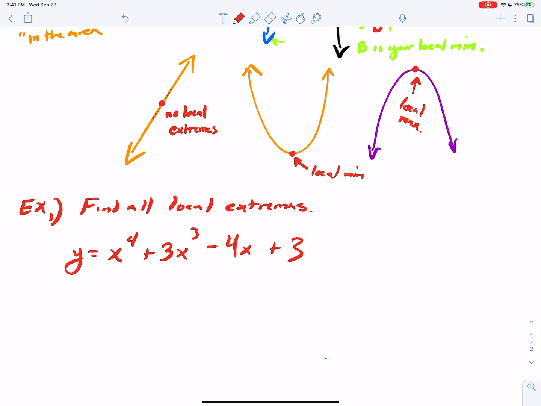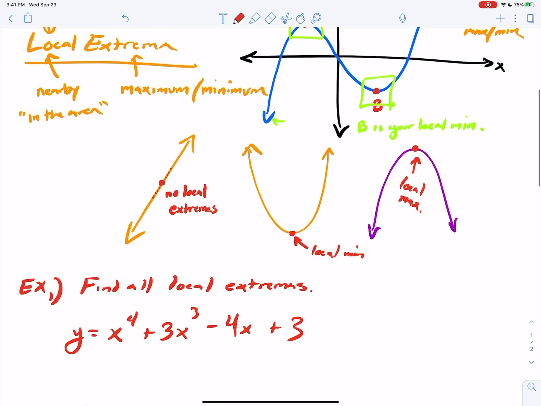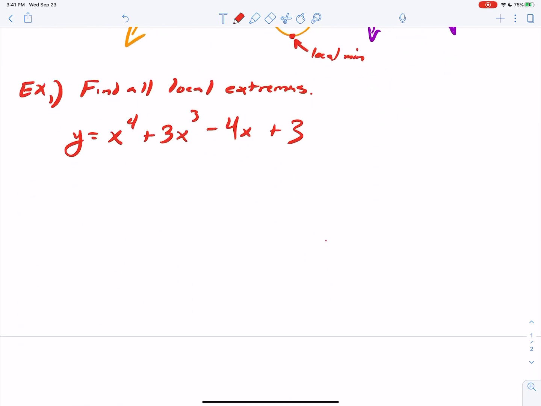Now, if I gave something like this to you guys, finding local extremas is easy if you have a picture, right? Because you could physically see what's the highest and the lowest point. But now I give you a function, so we have to graph this, all right? You're not going to be expected to sketch this type of function by hand, yet at least, all right?